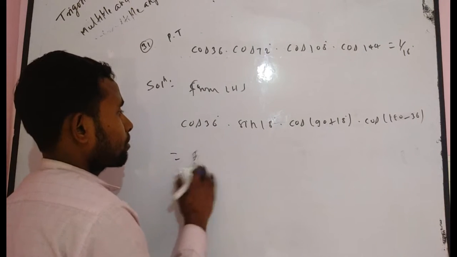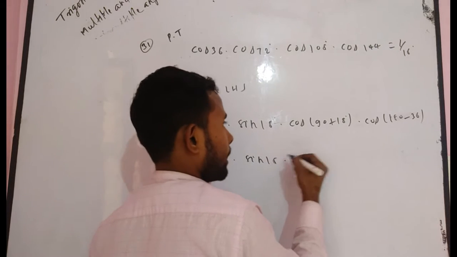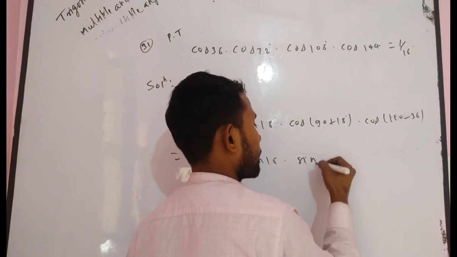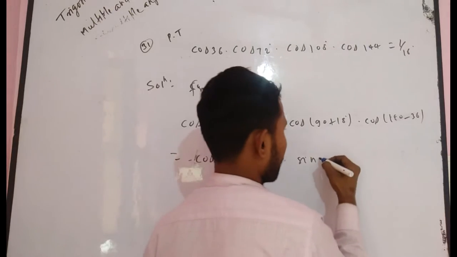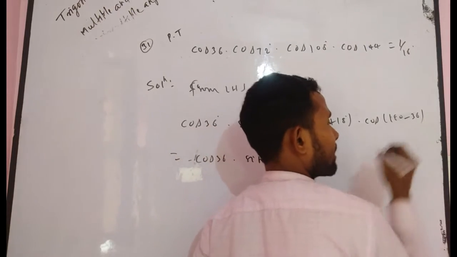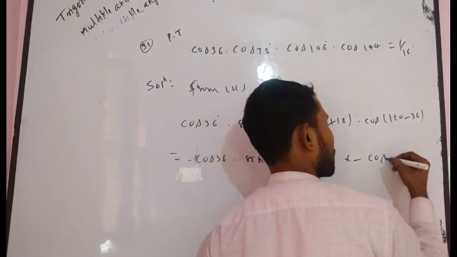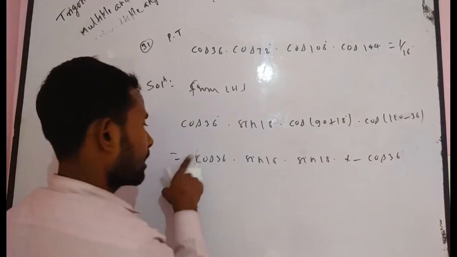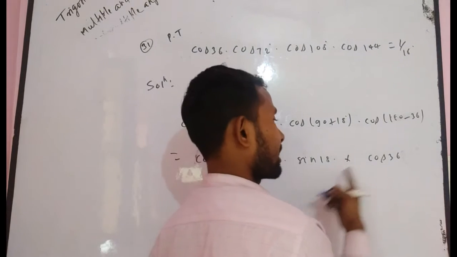Now it becomes cos 36 into sin 18 into cos(90 + theta), which will be what? cos(90 + theta) is equal to minus sin theta, into cos(180 - theta), which will be what? In the second quadrant cos will be negative, so you can again write minus cos 36. Where minus minus cancel, you can write plus directly. Now you have to put the value of cos 36, sin 18, cos 36.